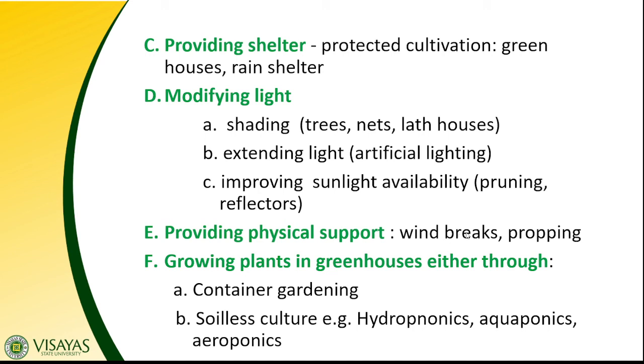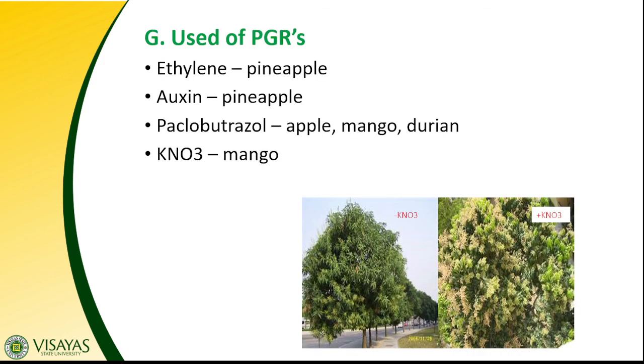These windbreaks will divert or change the direction of the wind, and propping will support especially those plants that are carrying heavy loads or many fruits. So they have to be propped, so that the branches will not break. And then another practice is growing plants in greenhouses through container gardening and soilless culture, such as hydroponics, aquaponics, and aeroponics.